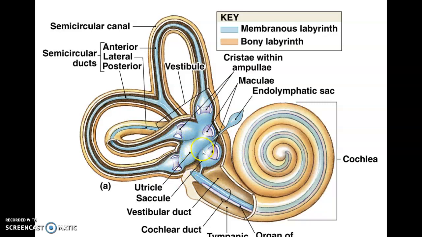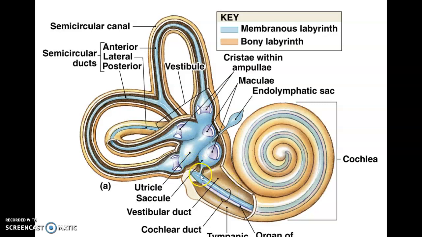Now, in looking at this, notice that we have a bony area, which is outside. Then we have a blue membranous area, which is inside. And between the outside bony area and the inside membranous area, we actually have a fluid called perilymph that exists just underneath that bony area, but outside of the blue area. And that's a very watery, aqueous fluid, very similar to cerebrospinal fluid.